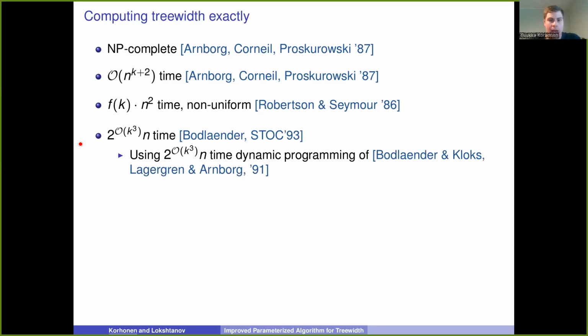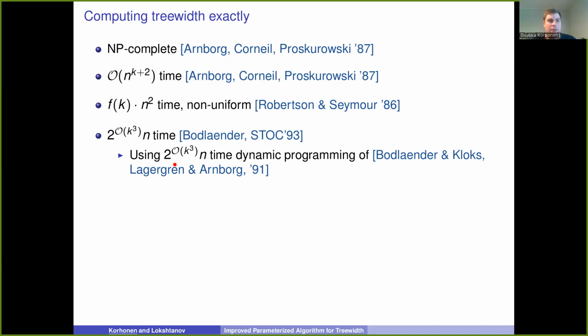Okay, and how does this algorithm work? Well, it's based on a dynamic programming algorithm of Bodlaender and Kloks and of Lagergren and Arnborg. So this was given in ICALP 91 independently of each other.